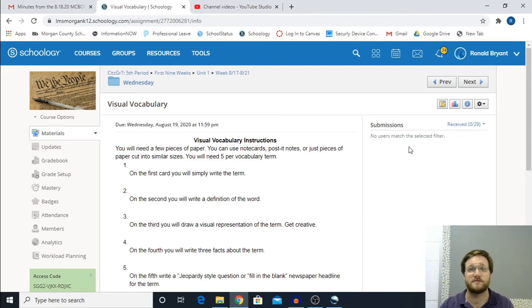That's it for this Wednesday. You can practice with these cards. I encourage you to practice with these cards, but you are being graded on the completion of that assignment. That's it. So, if you have any questions, send me an email.